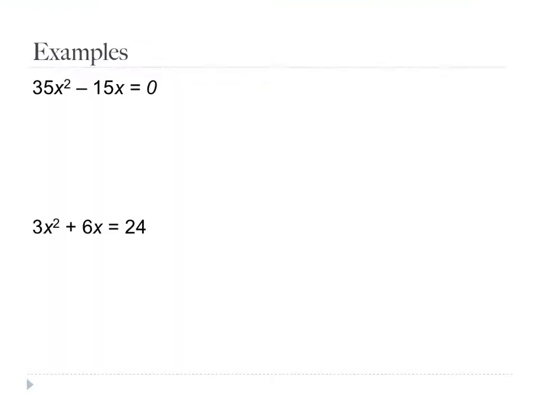Here are the two examples. So we're going to start by factoring. First example, I want to find the GCF of 35x squared and negative 15x. The greatest common factor is 5x. When I factor out 5x, I'm left with 7x subtract 3. This is set equal to 0, which I just told you it had to be, so we're good. We can use the zero product property.